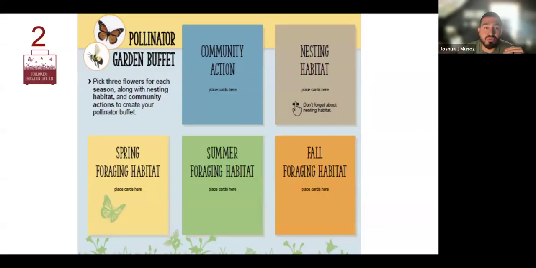All right, so this is the next station. What I love about this station, the Pollinator Garden Buffet, is that you get this whole little kit. The only things laminated are the posters, but this is laminated when you get it. What I love about this is that it talks about the importance of the diversity of flowers.